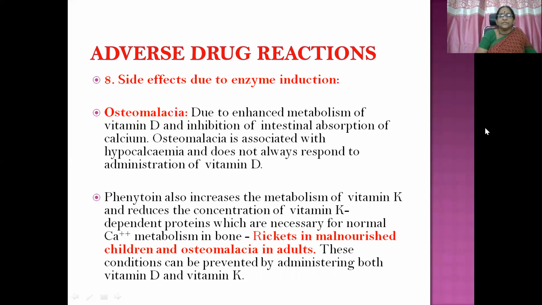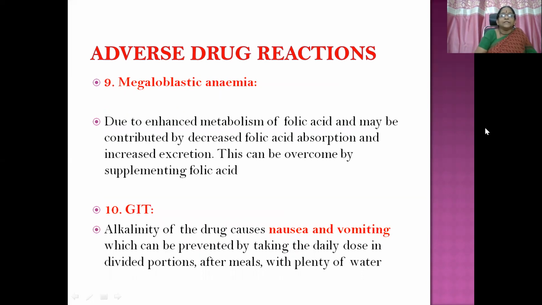So it reduces the concentration of vitamin K dependent proteins, which are necessary for normal calcium metabolism in bone. So there is a possibility of rickets in malnourished children and osteomalacia in adults. So vitamin D metabolism is enhanced and vitamin K metabolism is also enhanced, because of which rickets in children and osteomalacia in adults. So this can be prevented by administration of vitamin D and K. Then megaloblastic anemia due to enhanced metabolism of folic acid.